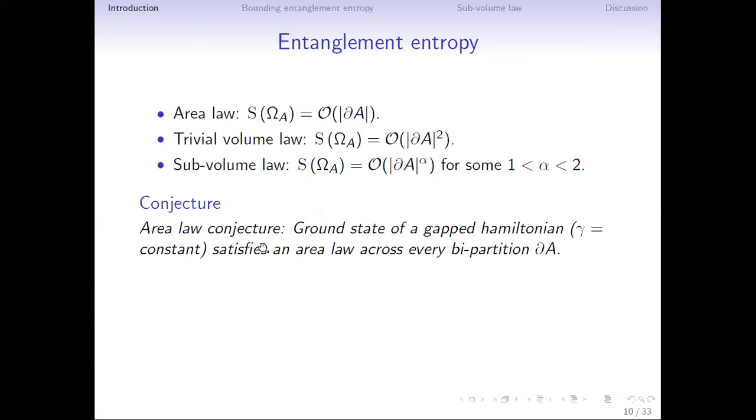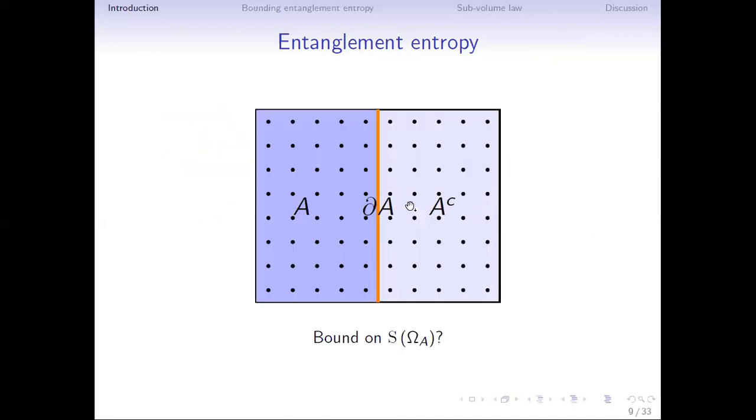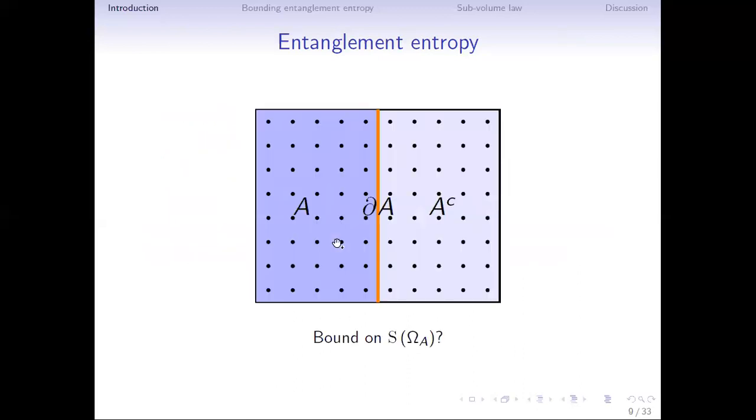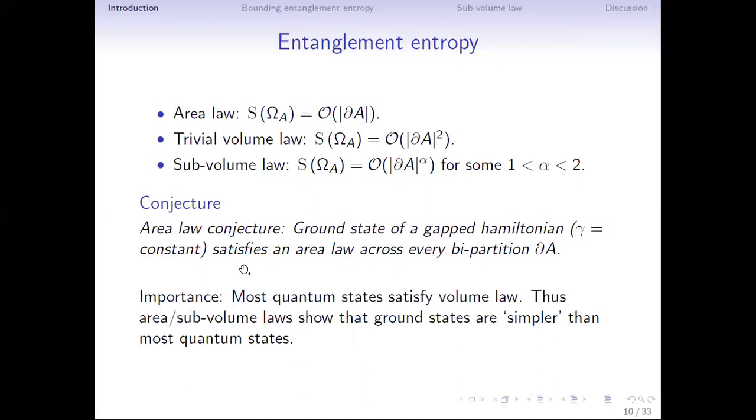The area law conjecture says that the ground state of a gapped Hamiltonian, in which case the spectral gap is taken to be a constant, satisfies an area law across every bipartition of the region. For most purposes, it suffices to consider regular regions such as a rectangle or triangle, or even a vertical bipartition like the one shown here, for the purpose of stating the area law conjecture.